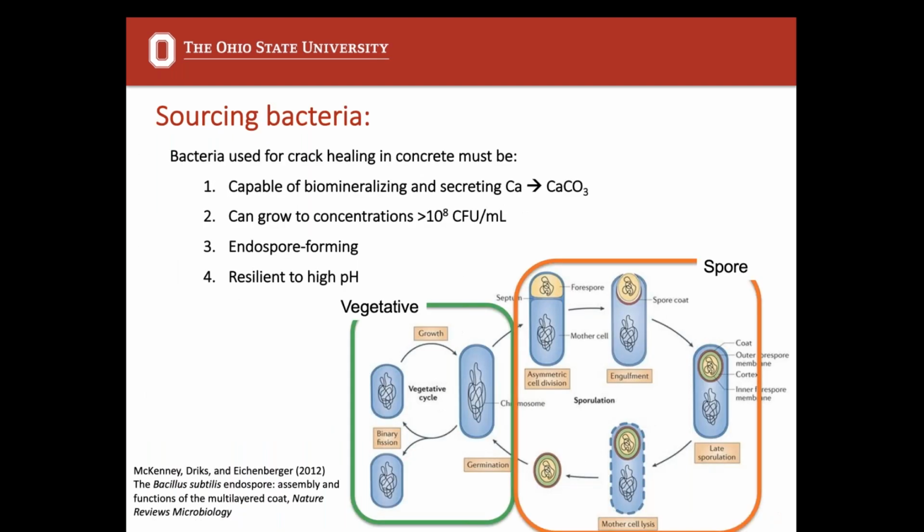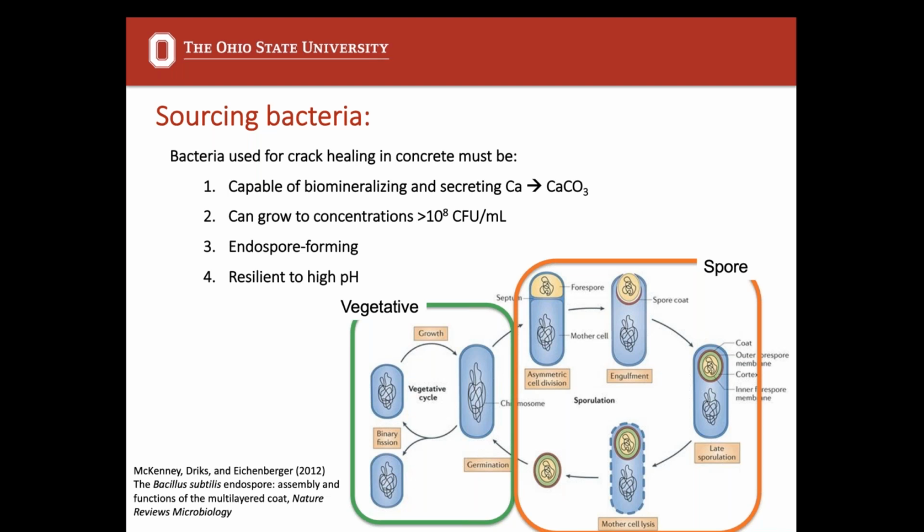So the first step was to identify bacterial sources. There are 4 things that we need to have from a type of bacteria. Not all bacteria on Earth biomineralize, and not all of them will be suited to use in concrete. So we need a very specific set of traits. Those include it should be able to biomineralize and secrete calcium carbonate. Otherwise, what's the point?